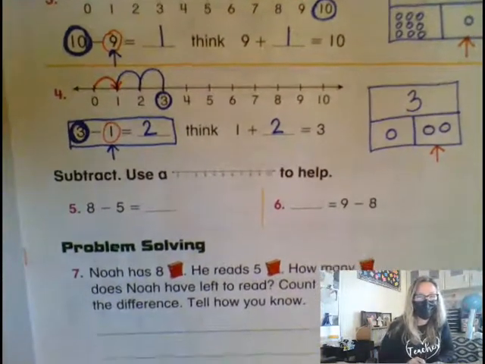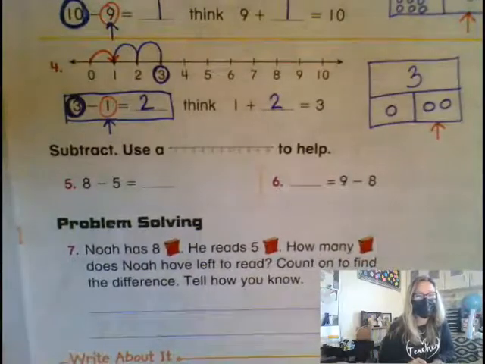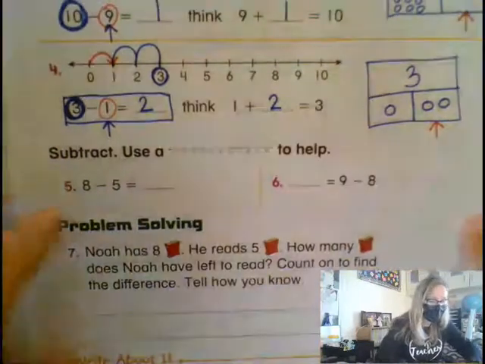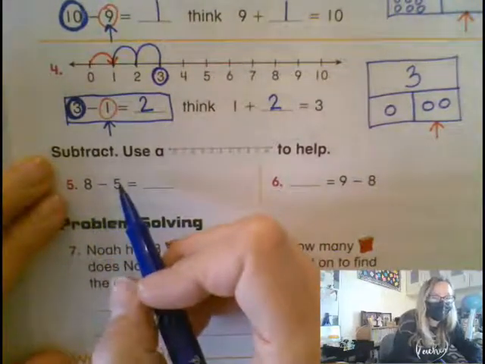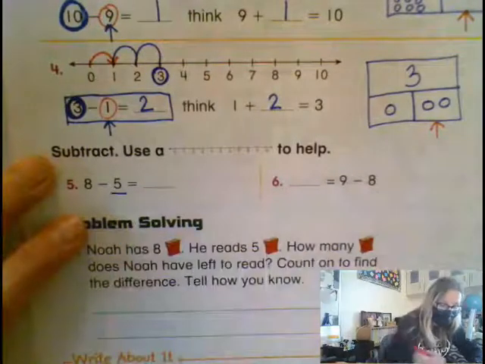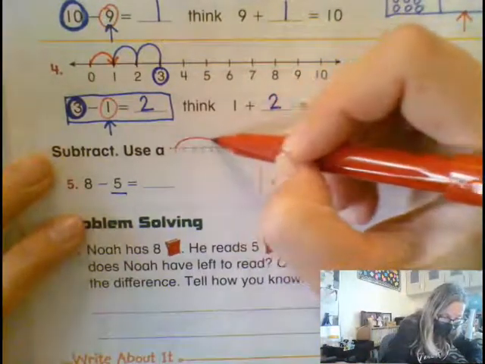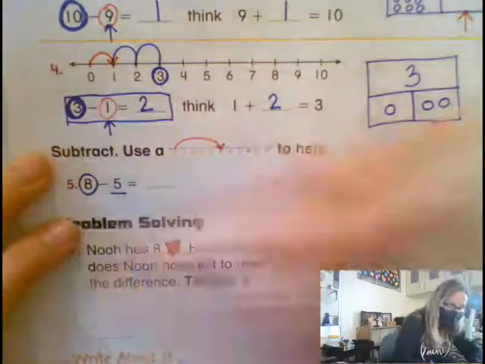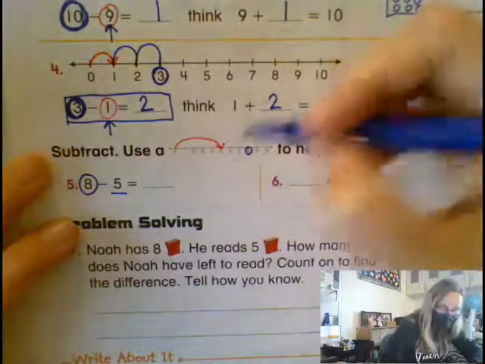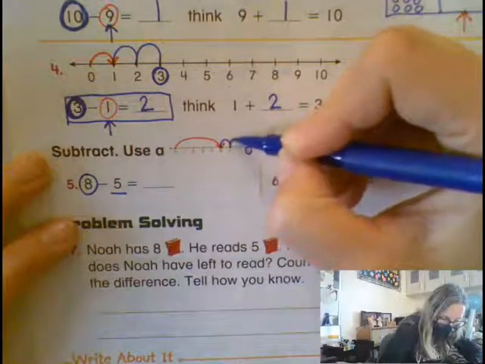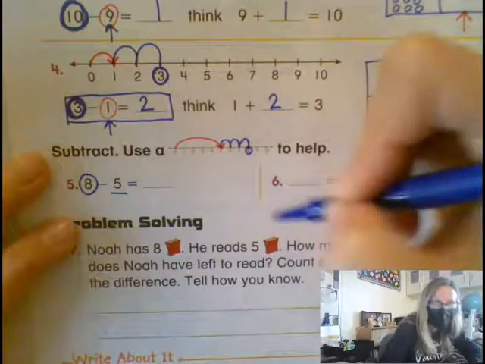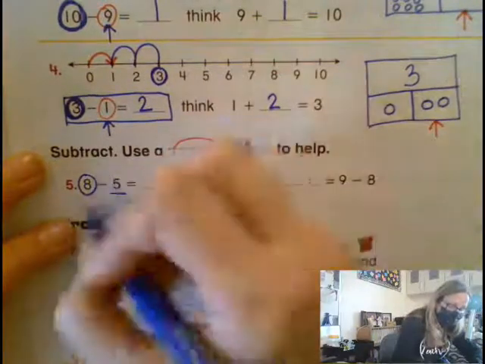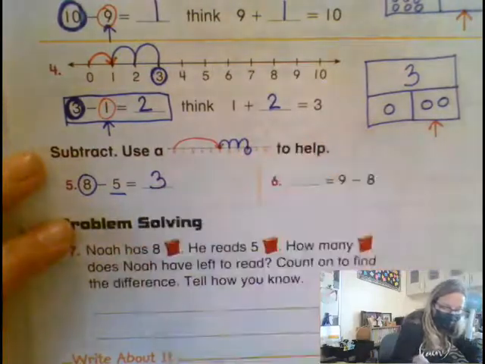All right, looking at 5 and 6, it says subtract, use a number line to help. We can use that little number line there. It's a tiny one, but we'll make it work. So I have 8 take away 5. The first thing I'm going to do is jump to 5. Whee! Boom. The next thing I'm going to do is little jumps until I get to 8. So count with me. Ribbit 1, ribbit 2, ribbit 3. I made it to 8. How many ribbit jumps did I take, Landon? 3. So 8 take away 5 equals 3.